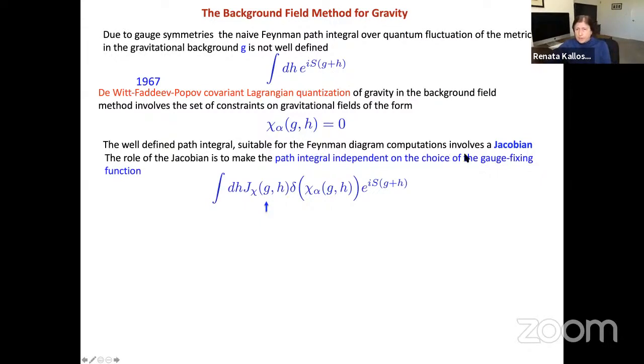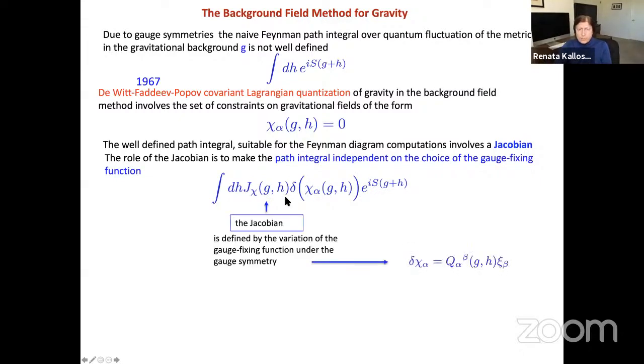And once we decided about this choice, the perturbatively well-defined path integral, which basically gives us the rule for Feynman diagrams, involves the following. First, we have a classical action as usual. Then we have a delta function for our choice of gauge fixing condition. And the most important thing here, we have this Jacobian, which is designed to make this path integral independent of the choice of gauge fixing condition. So if we change this function, the Jacobian is such that the change is taken care of.